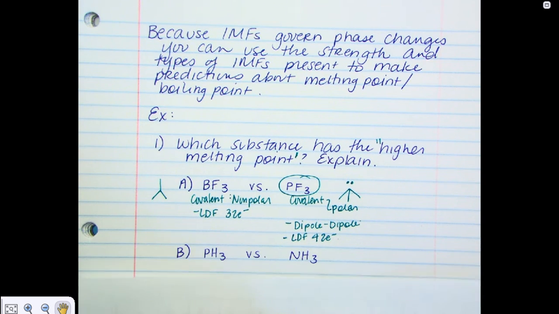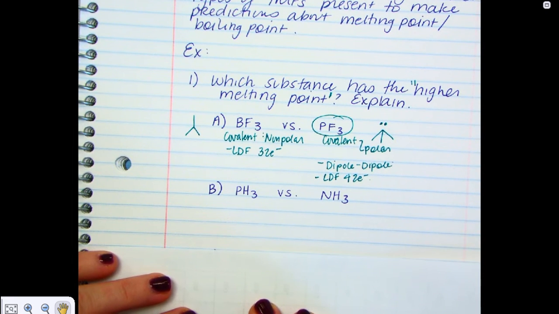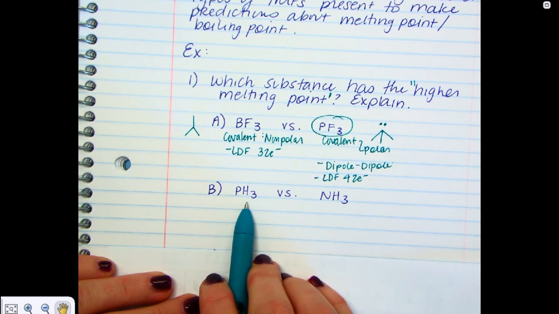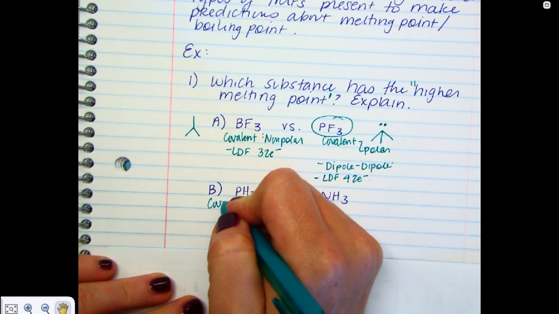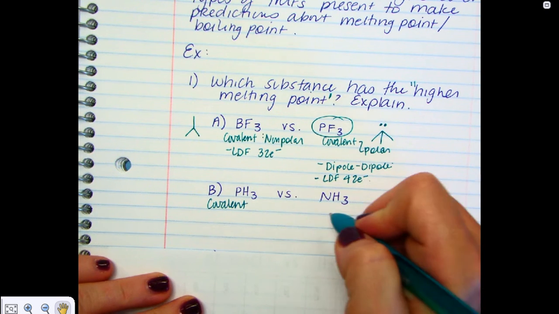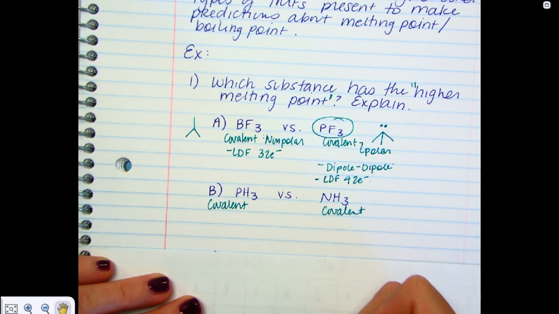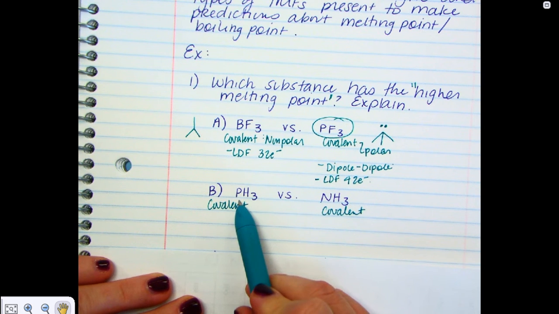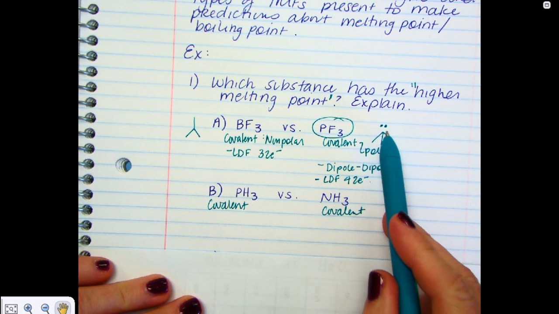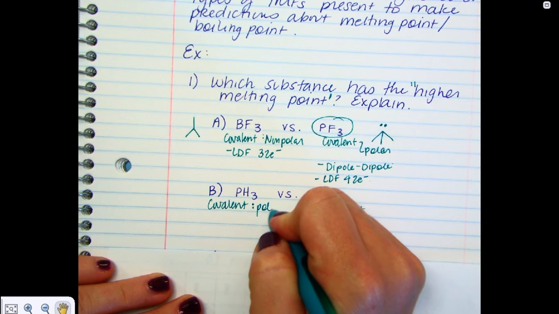Okay, let's look at another one. So in this case, I have PH3 and I have NH3. So remember, first question, ionic or covalent? So non-metal, non-metal, this is covalent. Non-metal, non-metal, this is also covalent. Okay. What's my second question? Well, polar, non-polar. So I know with phosphorus in the middle, I've got that unshared pair of electrons on top. I know this is going to be polar.